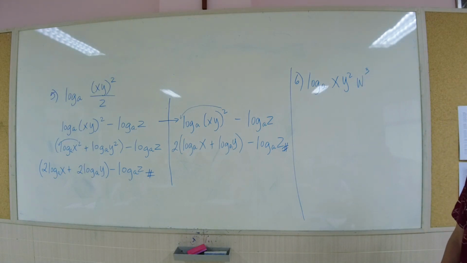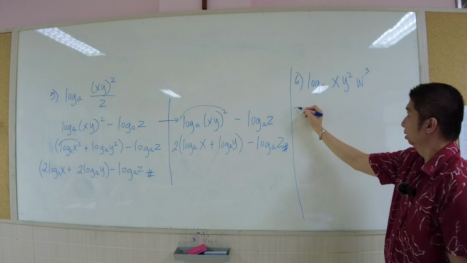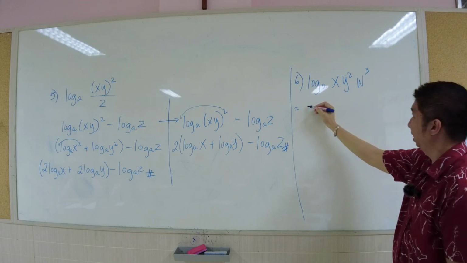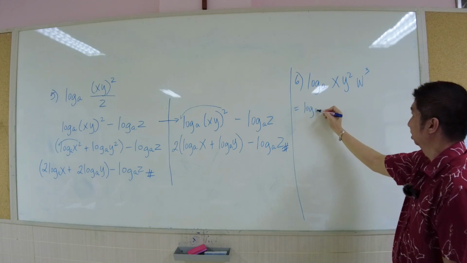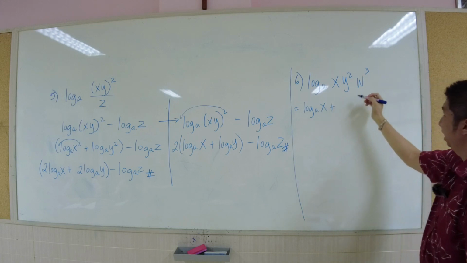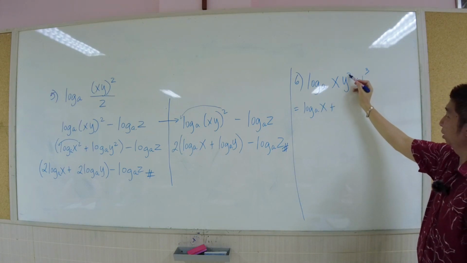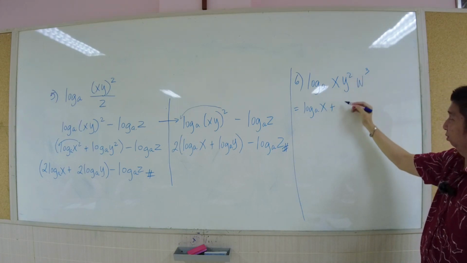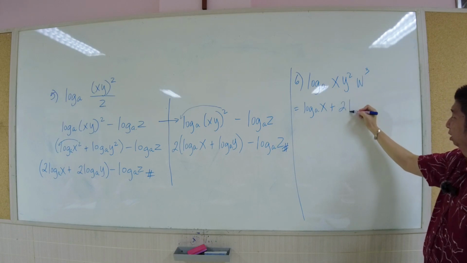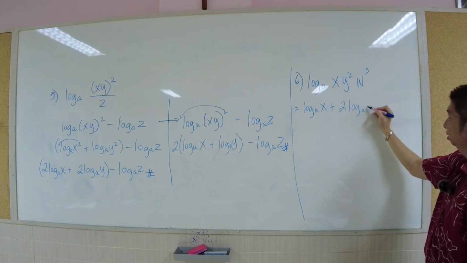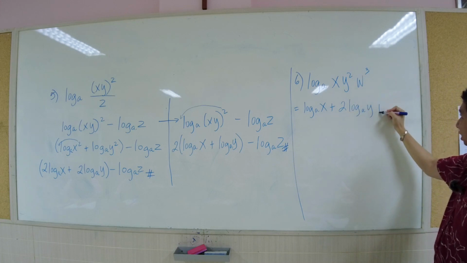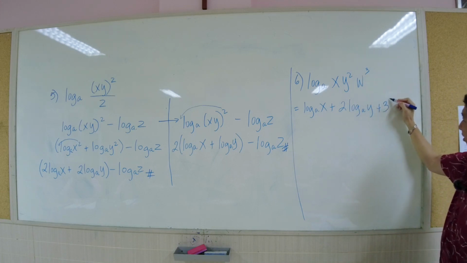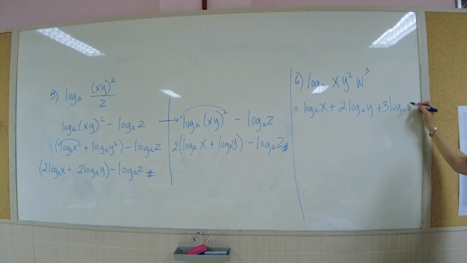Alright, next one. So we have logarithm of x plus, okay, let's do the shortcut way now. This is power of 2, so it means I will write 2 logarithm of y, then plus 3 logarithm of w.